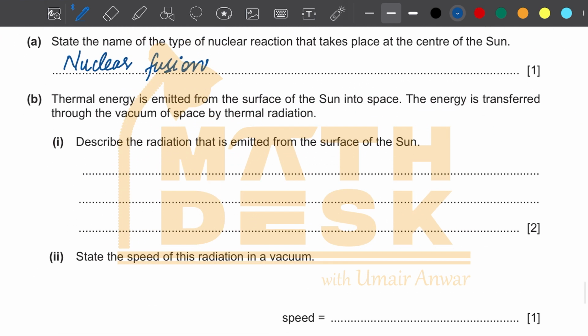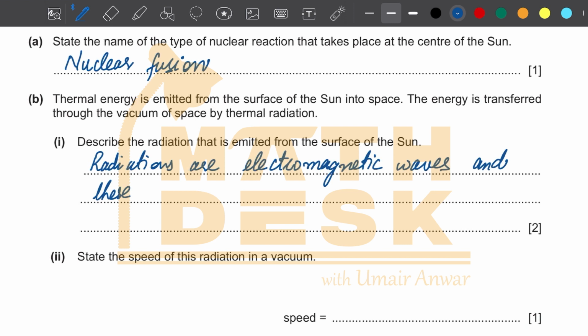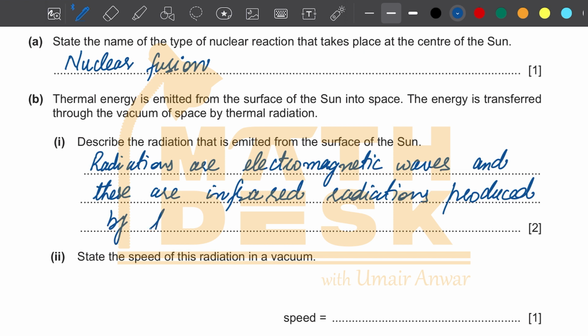Thermal energy is emitted from the surface of the sun into space. The energy is transferred through the vacuum of space by thermal radiation. Describe the radiation that is emitted from the surface of the sun. So the energy or the radiation emitted are electromagnetic waves. These are infrared radiations, which are produced by hot objects.